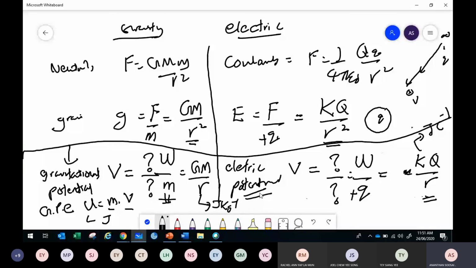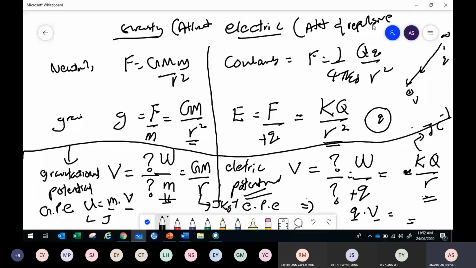Here in electric, we also go for electric potential energy after this. What do you think it's going to be? Electric potential energy works the same way: the electric potential times the test charge. So the flow is about the same. The only difference is that gravity is only attractive in nature, while electric can be attractive or repulsive. Gravity is about mass, electric is about charge.